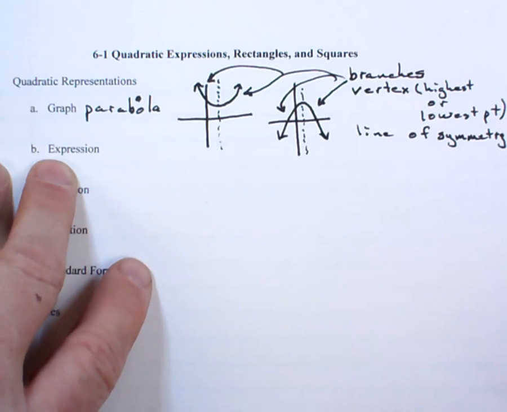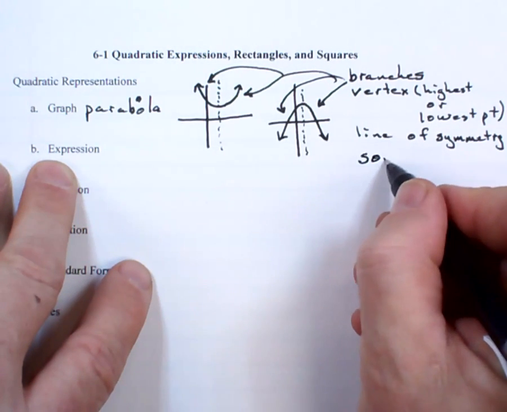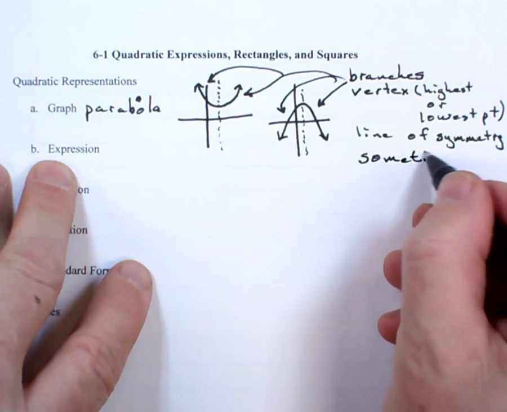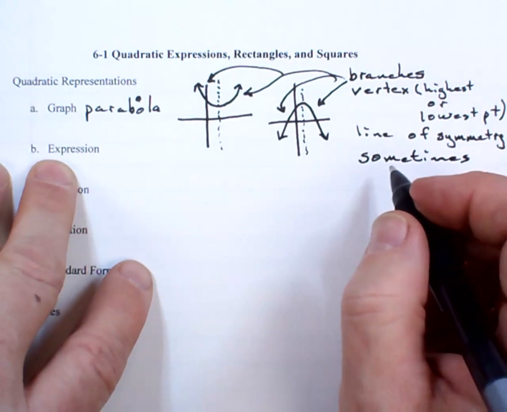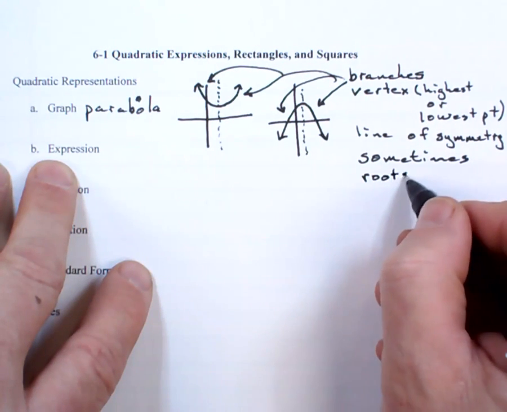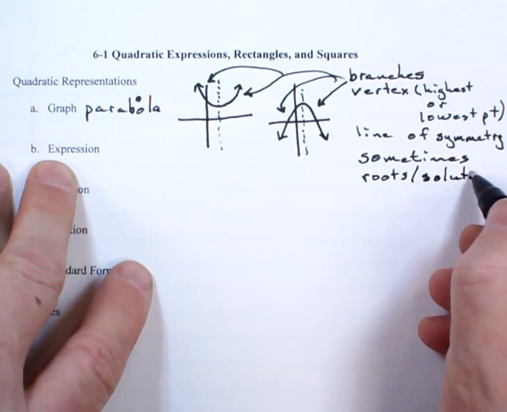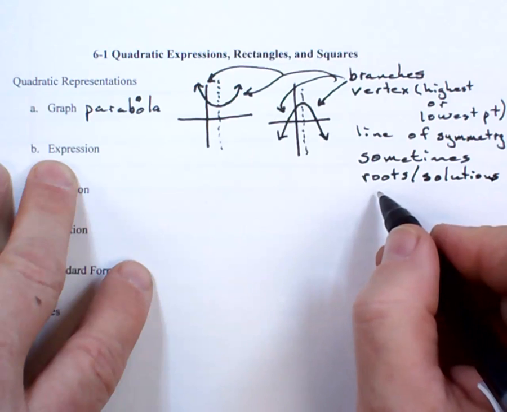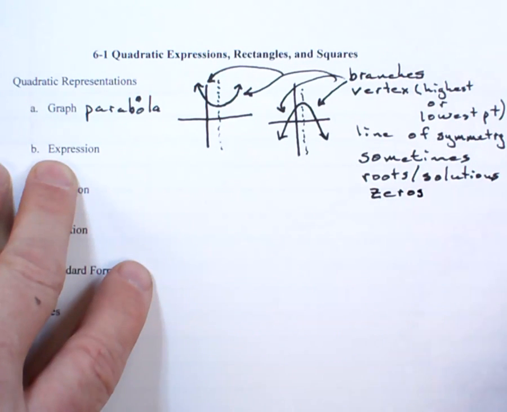The next thing that sometimes we have are things with three names that you'll see quite often that mean exactly the same thing. They're called roots. Sometimes they're called solutions. And sometimes they are called zeros. They mean the same thing.